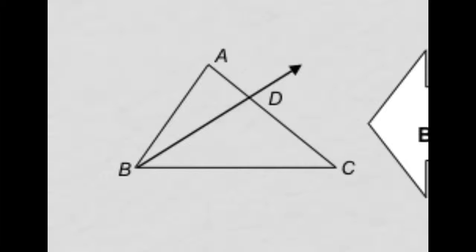Let's look at this guy right here. So this ray is bisecting this angle, right? Which means that angle ABD is going to be congruent to angle CBD. Alright. And so that means that these guys, this side and this segment, are going to be proportional to this side and this segment.